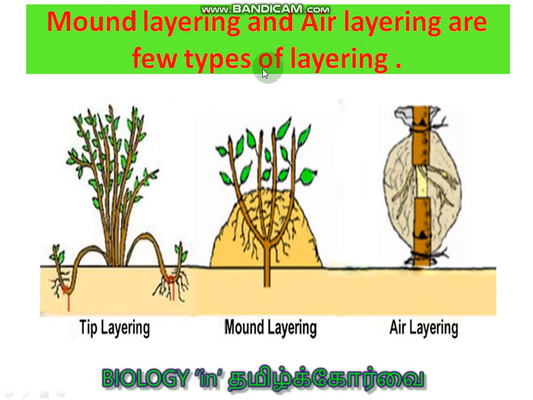Mound layering and air layering are the types of layering given in the state board book. In addition to that, some other reference books give three categories: tip layering, mound layering, and air layering. So you can take note of it and apply it whenever required, like in NEET exams. If it is the state board exam, you can follow these two, mound layering and air layering.